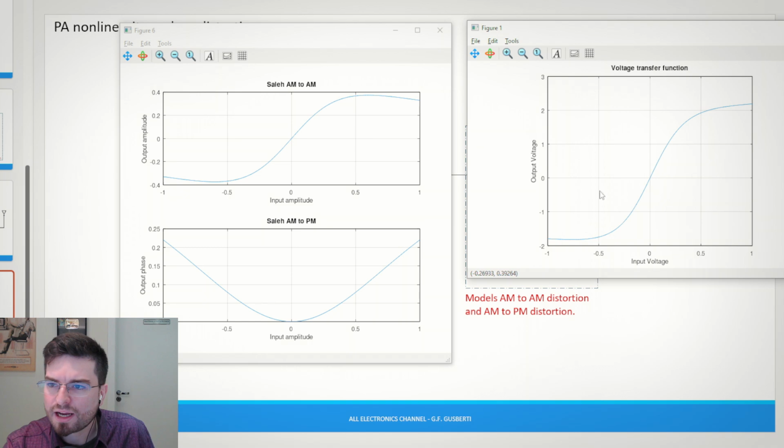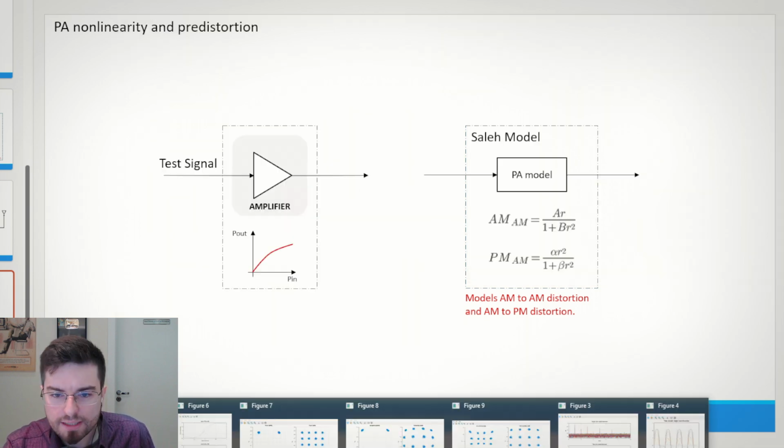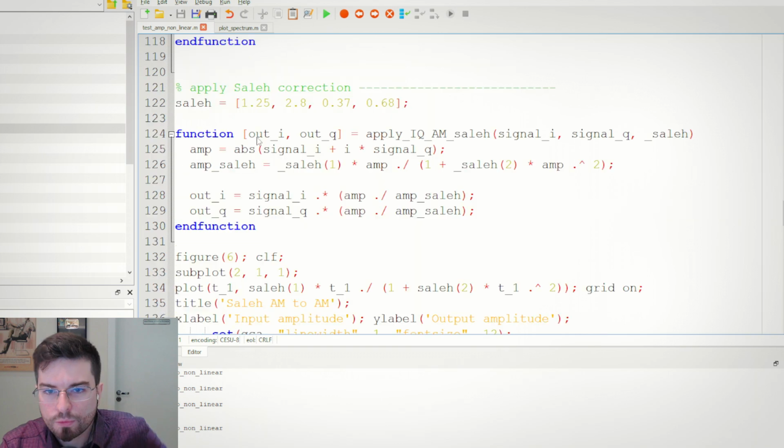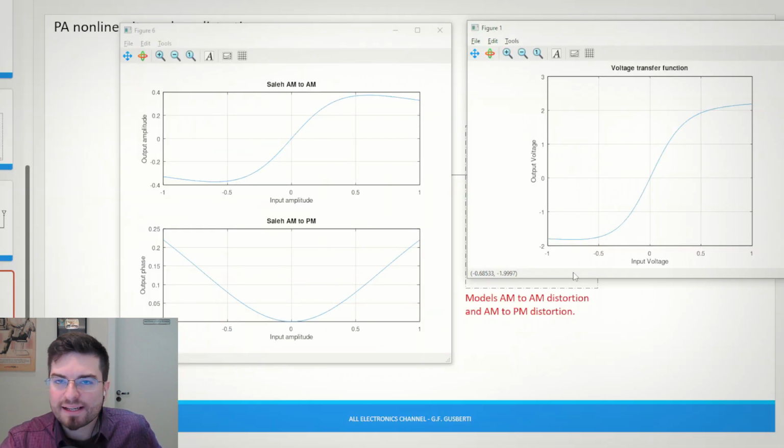I used here a hyperbolic tangent function, I think. I also added a term here that changes it a little. You can see that the negative portion is different than the positive portion. This is an arbitrary nonlinear transfer function. And here we have the Saleh model that has A and B, these two terms here. Let's see what terms I used here. We can see here that I used 1.25 and 2.8. This is A and B, and this is exaggerating a point that I want to show you.